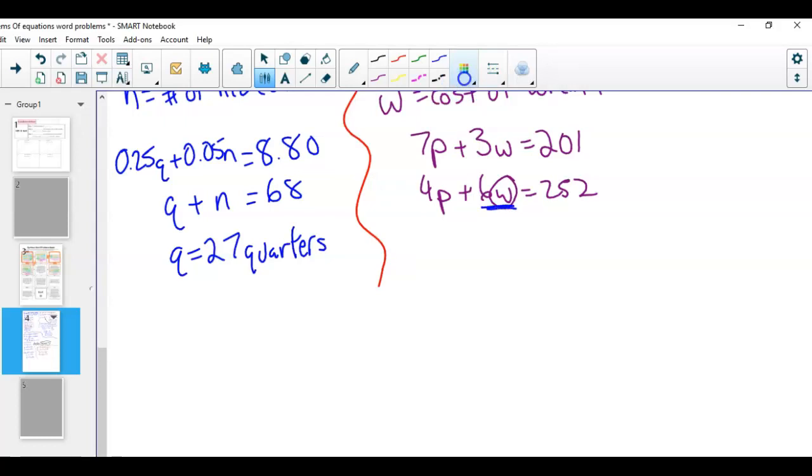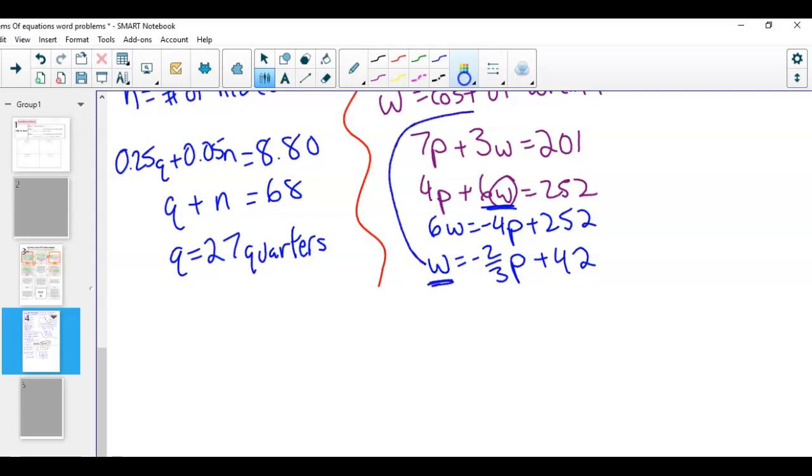So if I'm solving for this W, I need to get rid of this P. And solve. And simplify. So 4 over 6 is 2/3 P. And 252 divided by 6 is 42. Now that I have W by itself, I can go back to my other equation and put that in. What's nice about this is that when I multiply this 3 and this negative 2/3, the 3's are going to cancel or become 1, just leaving negative 2P.